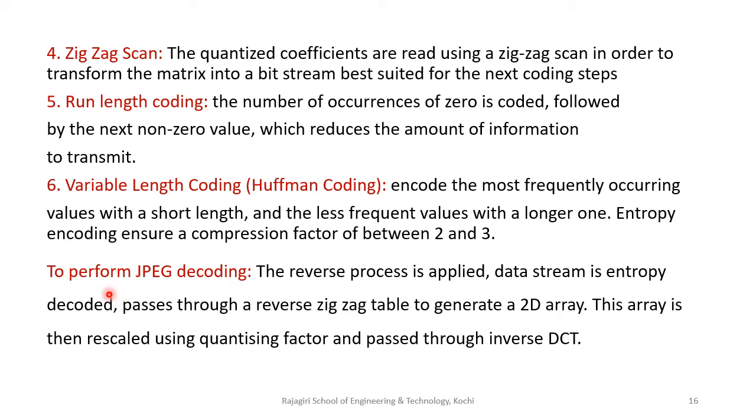Now at the receiver side, the decoding operation is the reverse process. That is, the data stream is entropy decoded. It passes through a reverse zigzag table in order to generate a two-dimensional array. This array is then rescaled using the quantizing factor and then passes through inverse discrete cosine transformation in order to obtain the reconstructed image.